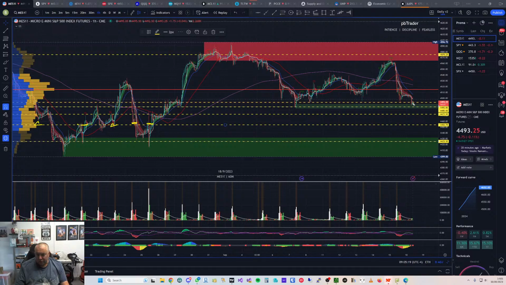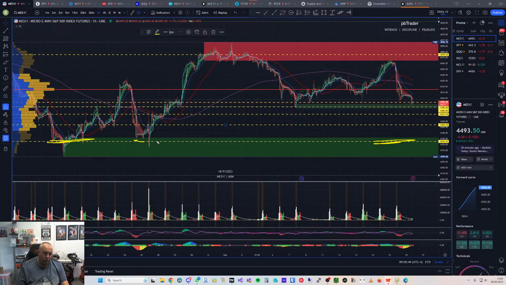So if we do have a break and retest of this level, we've got our first target at 4472 and a second target at 4453 potentially, and obviously then we'll be moving down into this daily demand zone as well. I've got 4425 as a potential bounce area, and that's basically because of this higher area of demand here, so 4425 to 4450.